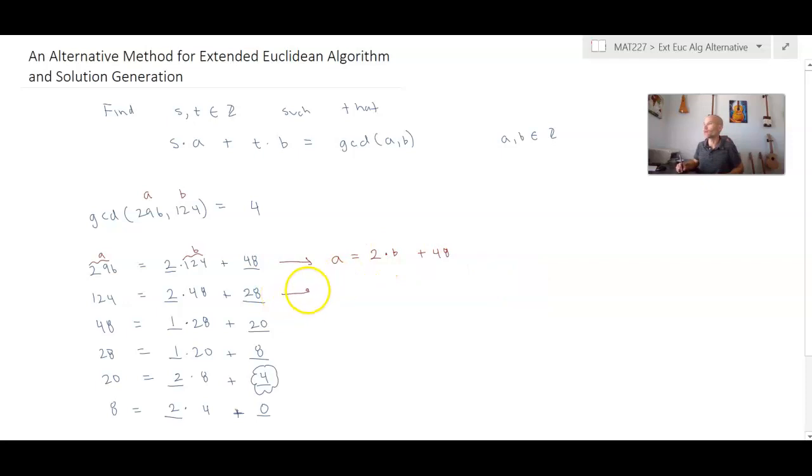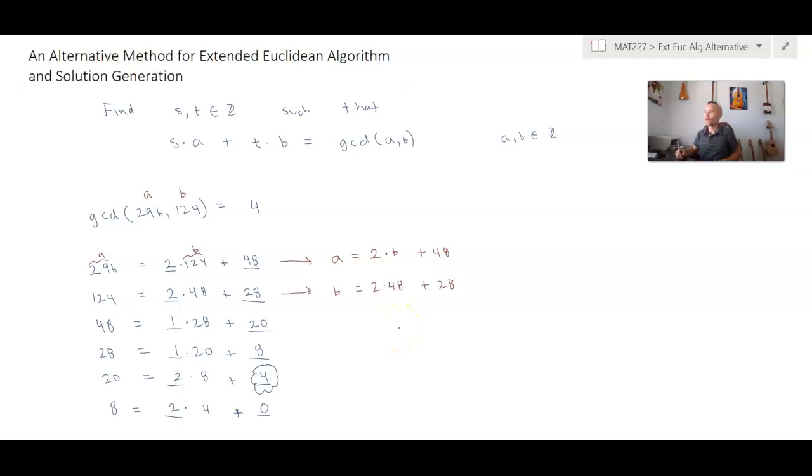In the second equation, I have b is equal to 2 times 48 plus 28. Now this is still where it's tempting to write this as b is equal to 124, which it is. But now I'm actually going to start with this second line, and instead of working backwards, we're going to continue working downwards until we get to the end. So b is equal to 2 times 48 plus 28.